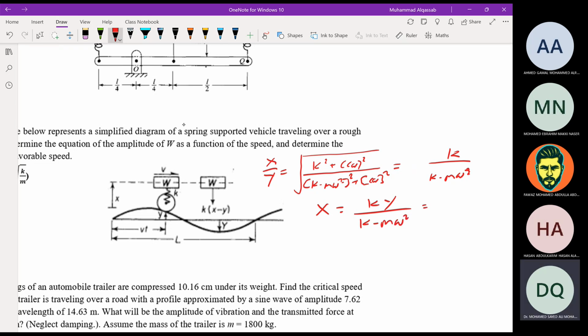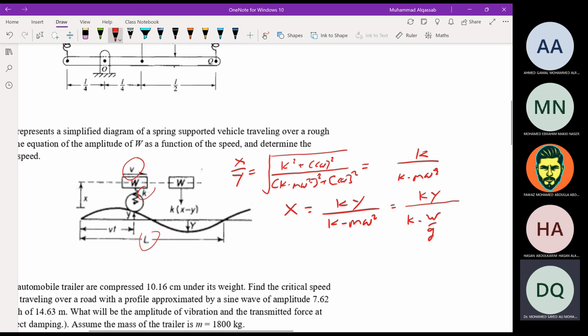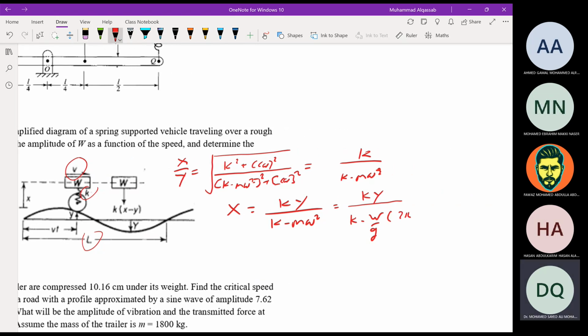Now, omega, we have to put it in terms of the speed, because we have to put it in terms of the given parameters. We have v, k, y, and we have L. So this will be k times y divided by k minus w over g, because we have w, and omega is 2 pi v over L, squared. So that's the equation for the amplitude.